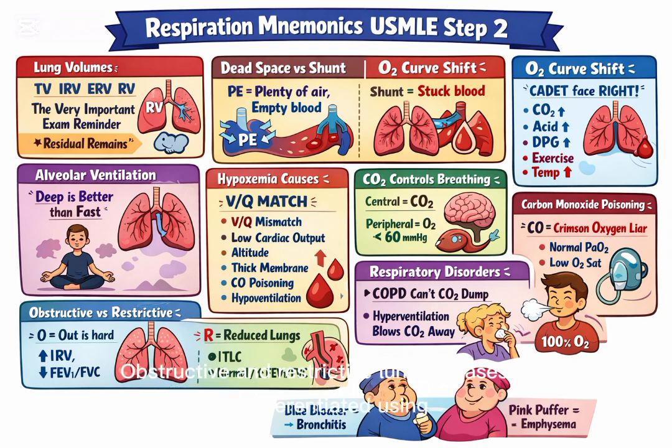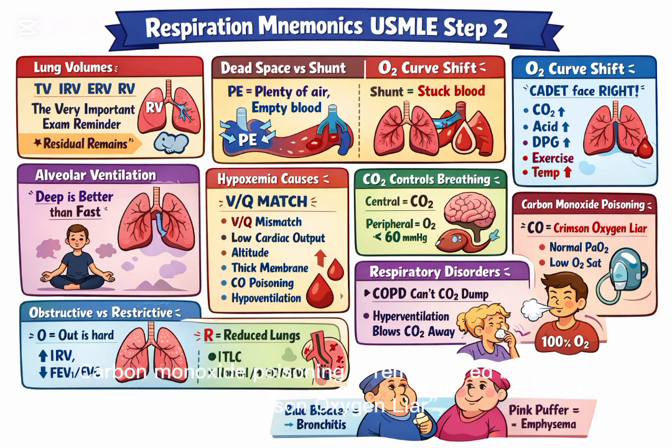Obstructive and restrictive lung diseases are differentiated using "O equals out is hard" for obstructive disease, decreased FVC, increased RV, and "R equals reduced lungs" for restrictive disease, decreased TLC with normal or increased FVC.